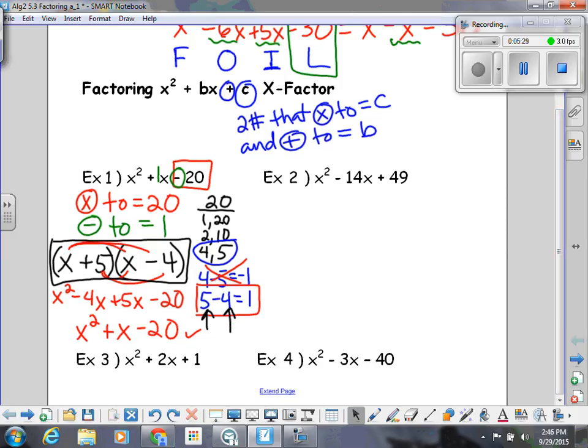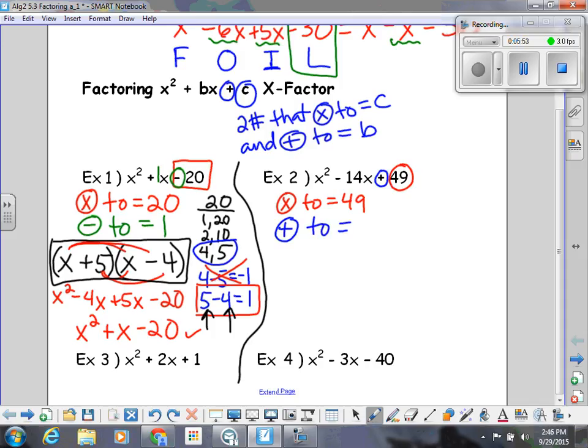So in this example 2, we are going to do the same idea. I'm going to look at my last term here. I need two numbers that multiply to equal 49, and those same two numbers have to add to equal negative 14. All right, so let's make a list of numbers. 49, well, I've got 1 and 49, and then I've got 7 and 7.